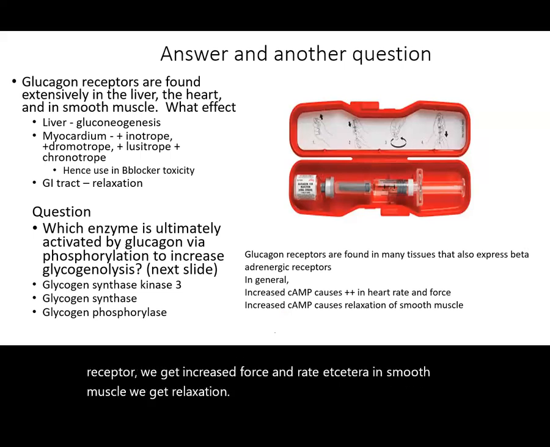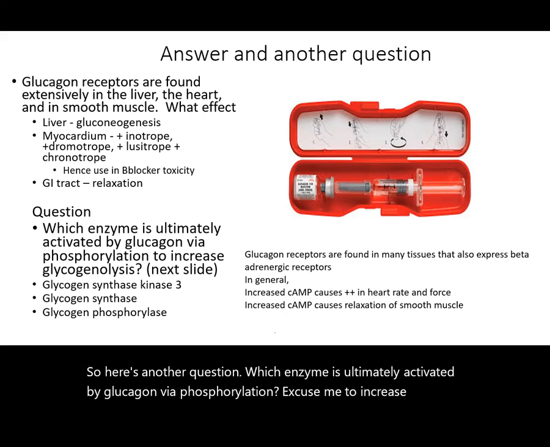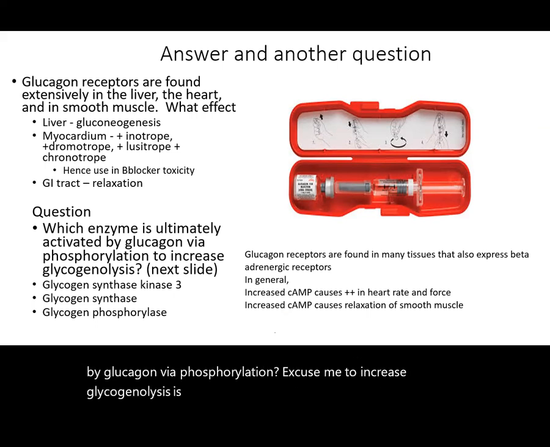So here's another question. Which enzyme is ultimately activated by glucagon via phosphorylation to increase glycogenolysis? Is it glycogen synthase kinase 3 beta, glycogen synthase, or glycogen phosphorylase?